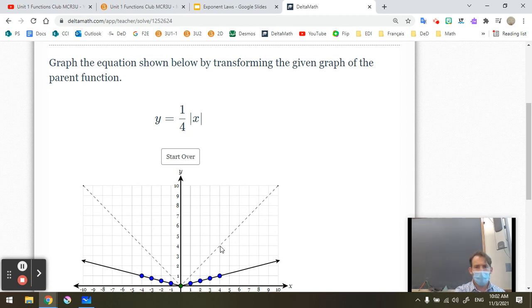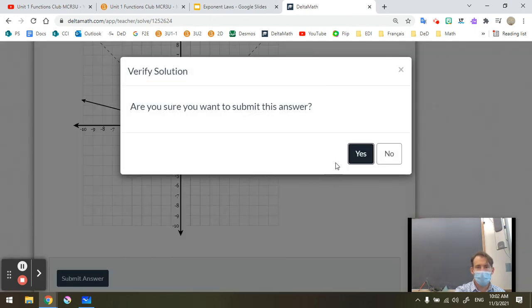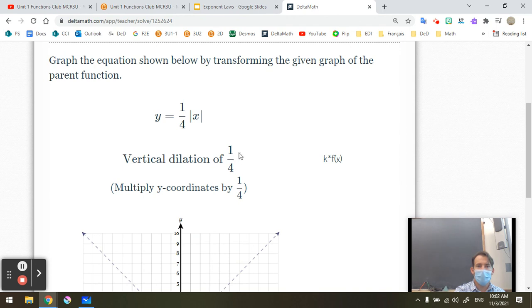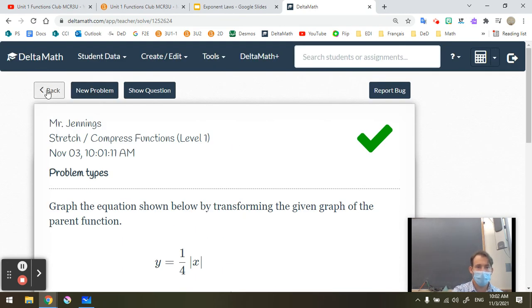So I took this point (4, 4) and made it the point (4, 1). Shrink the y's by a factor of 4. Submit answer. Yes. Hooray! So we look down here. This is a vertical dilation of 1/4. You can think of your eyes dilating as you get the math problems right. You're so pleased with yourself. Okay, so that's how you do these ones.